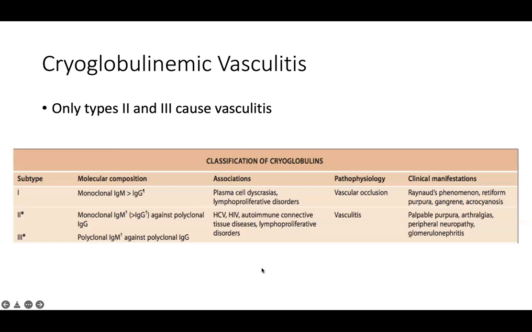Remember the associations with types 2 and 3 cryoglobulinemia. So hepatitis C, HIV, autoimmune connective tissue disease, and lymphoproliferative disorders can all be associated with types 2 and 3 cryoglobulinemia. Again, at the end of the day, if you're seeing clinical manifestations and you're not sure if it's vasculitis or vasculopathy, you have to get cryoglobulins. That's why we always want to order that if the patient has any evidence of vasculopathy or vasculitis clinically.